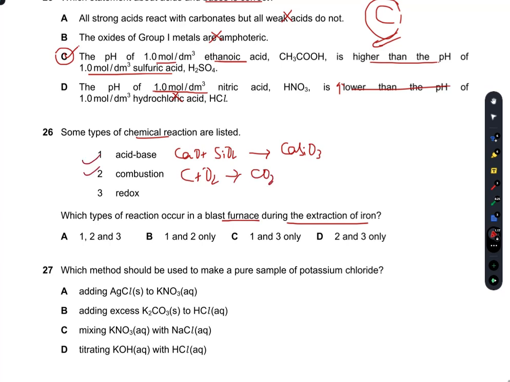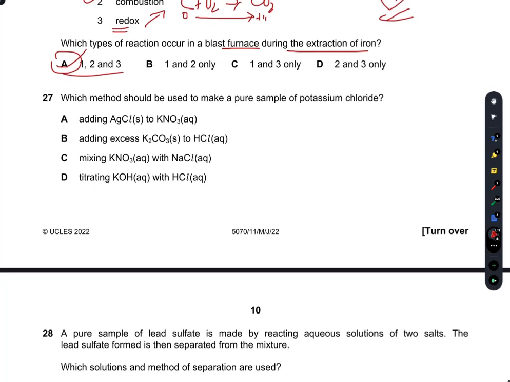So this is combustion. And it is also redox, and similarly in this, carbon goes from oxidation state of 0 to positive 4. So this is also a redox reaction. So 1, 2, 3 all are correct. A is our right option.